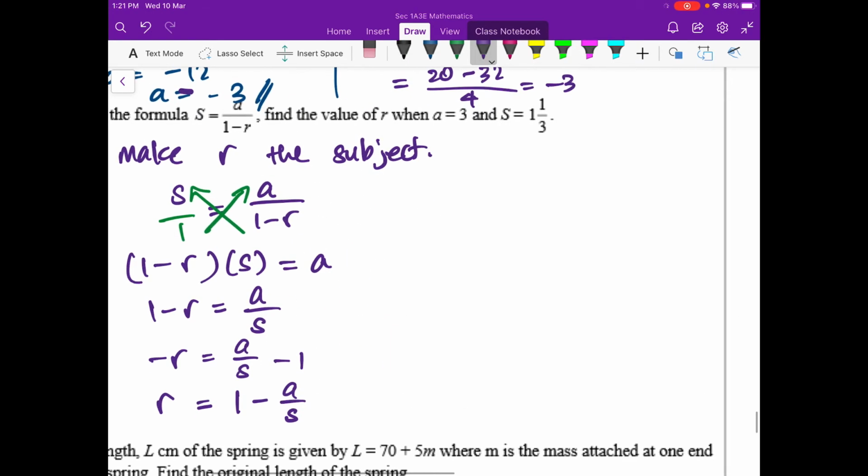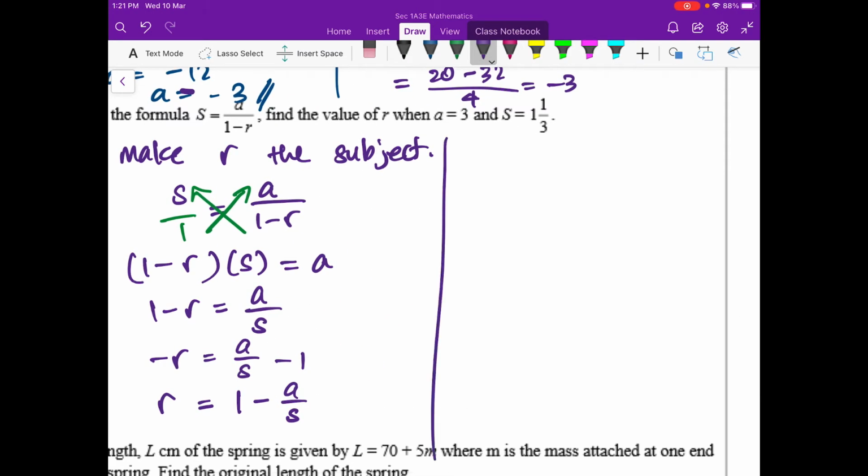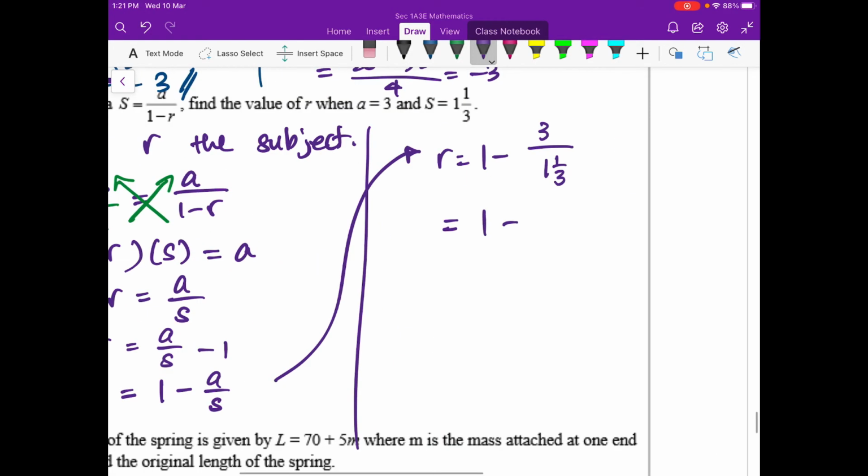And now I'm going to do the substitution. So continue. r equals 1 minus a value is 3 over s value 1 and 1/3. So you can key this in your calculator and find out the value. Alternatively, work it out. 1 minus 3 divided by 4 over 3.